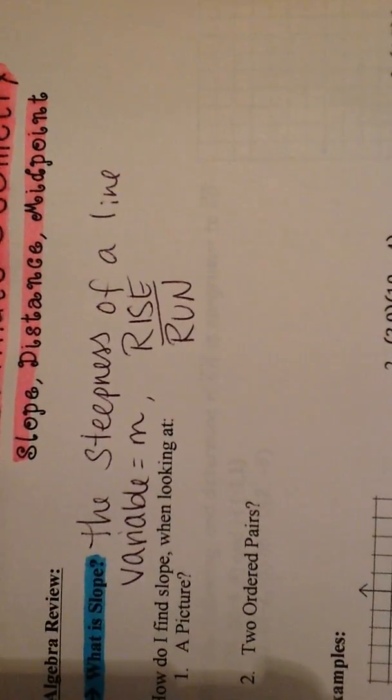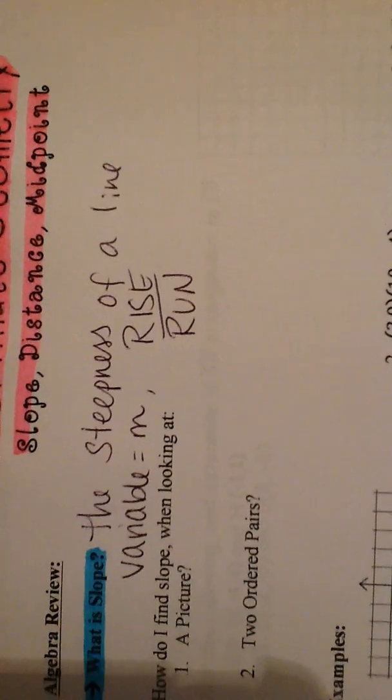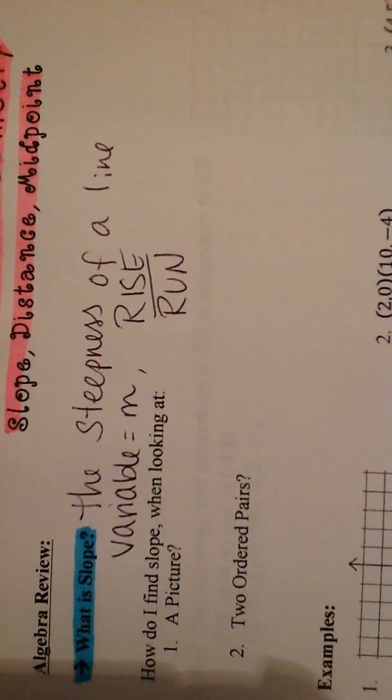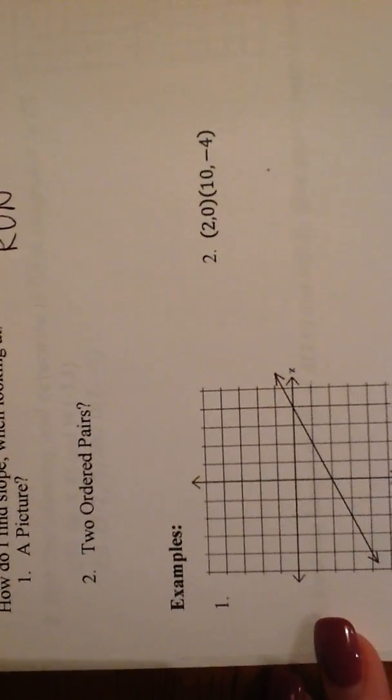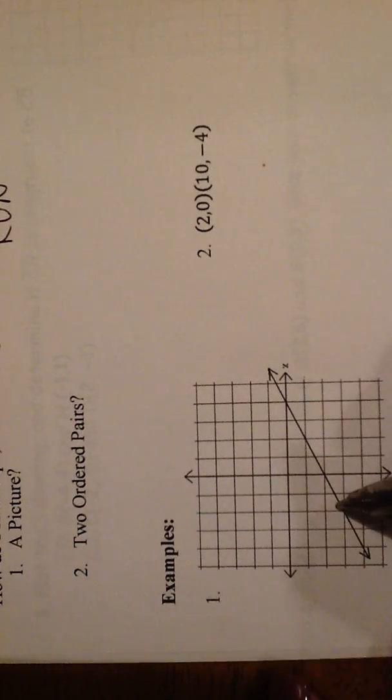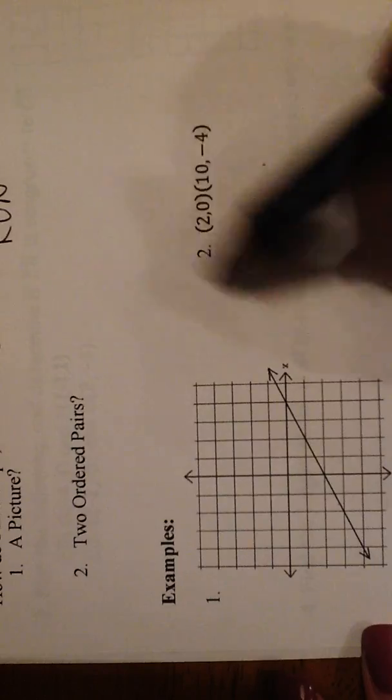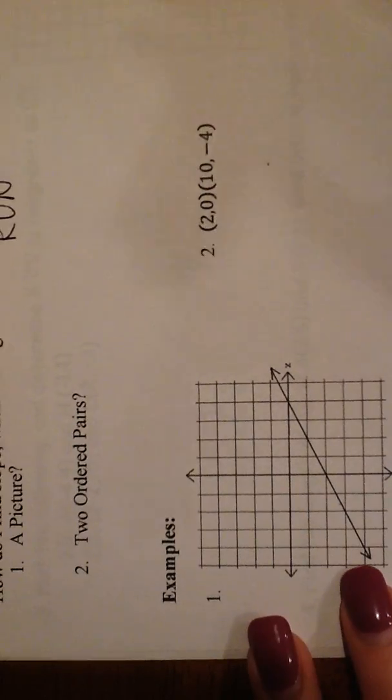And the last thing we learned about slope was a formula, and we're going to get there in a second. There are actually 2 different ways I can find the slope. Either I'm looking at a picture, which looks like this picture right here, or given 2 ordered pairs, which is something like this. So when I'm given a picture, I have to pick 2 points. So I'm going to pick 2 points first. And then I'm going to apply rise over run.